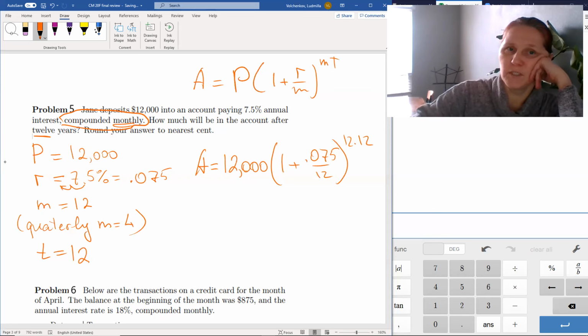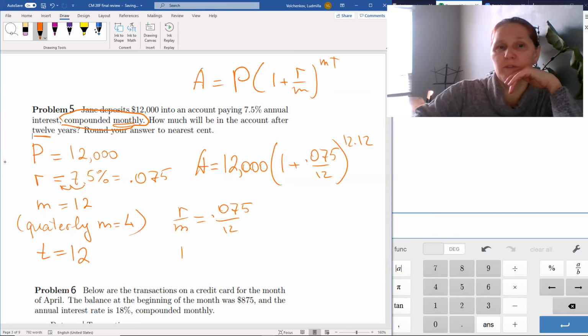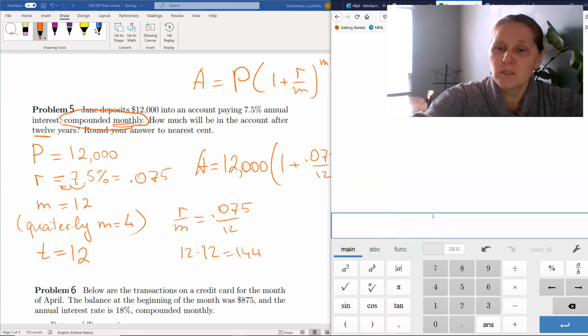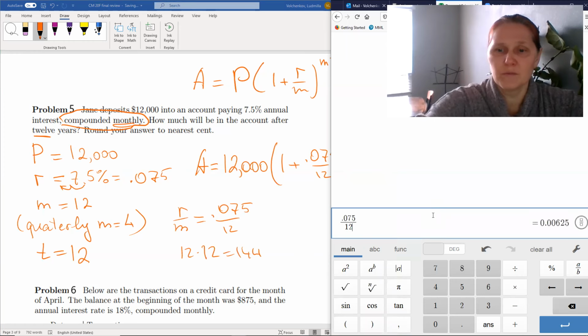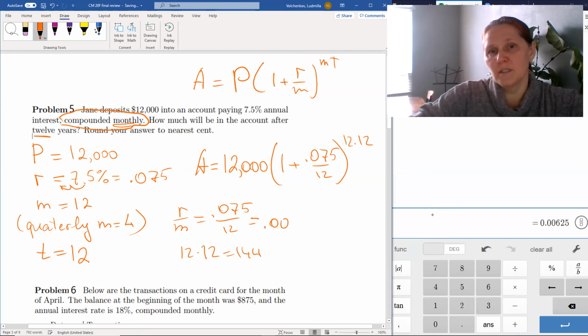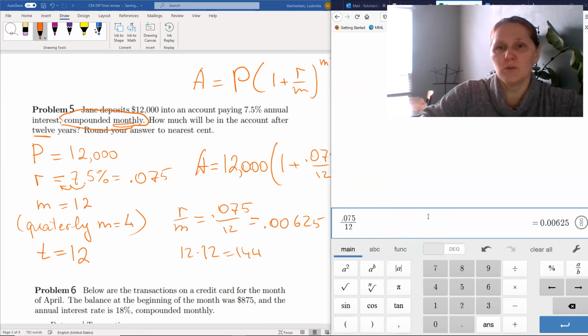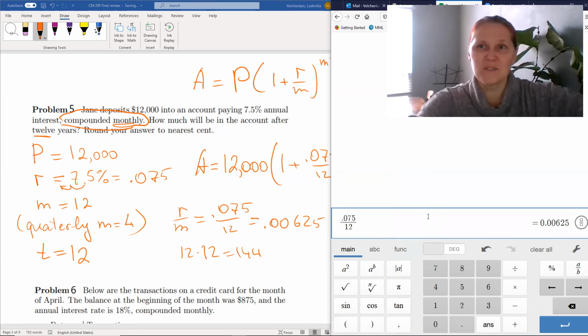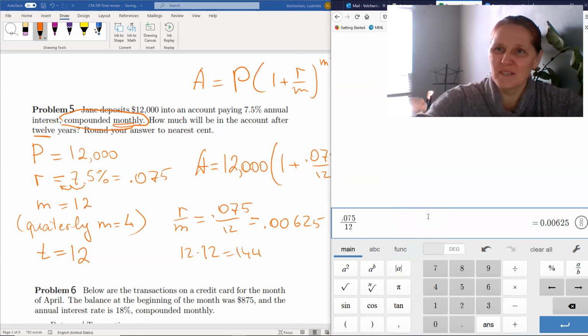If you use a hand calculator, you first find R over M, 0.075 over 12, and 12 times 12. And then you substitute the rest in the formula. So 0.075 divided by 12 is 0.00625. Do not round it too early. Don't use 63 here or 2 digits instead of 3.